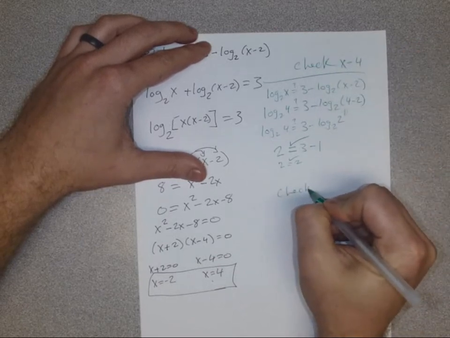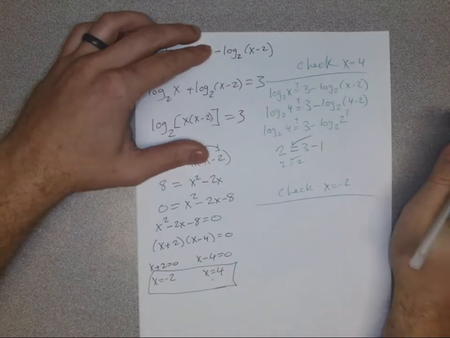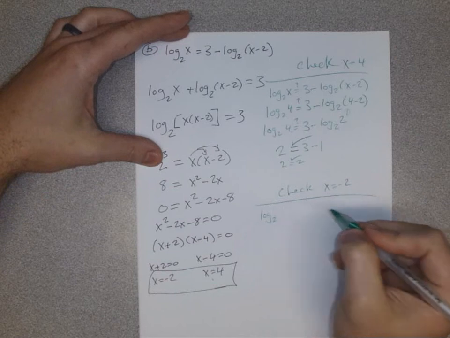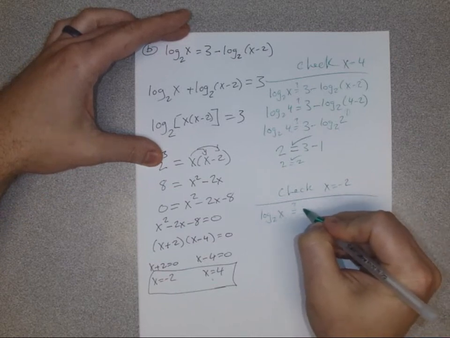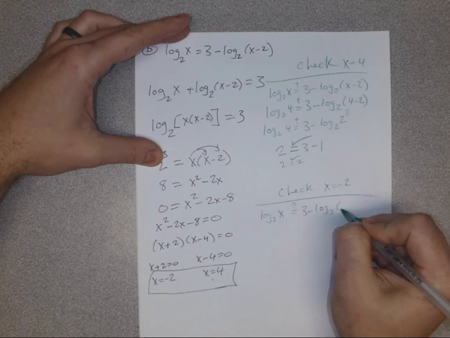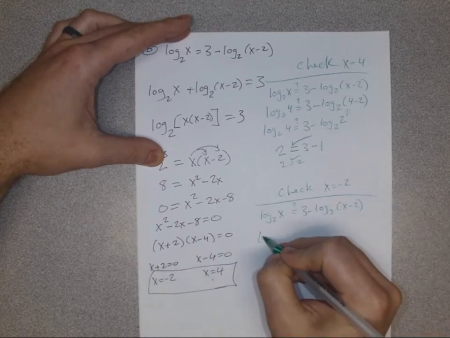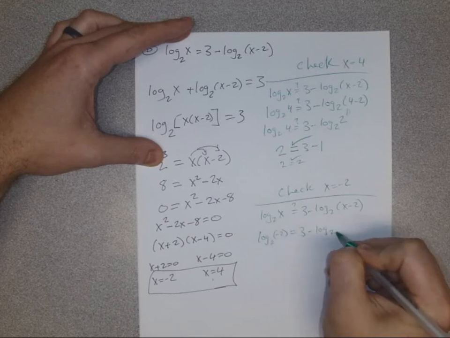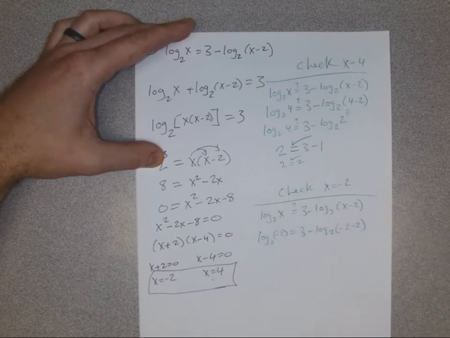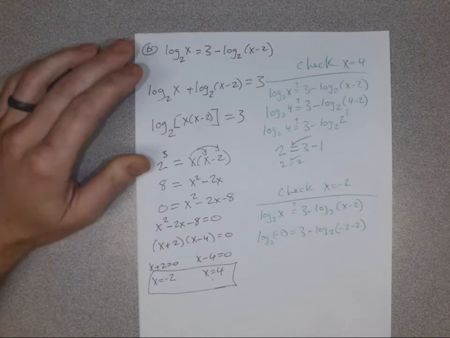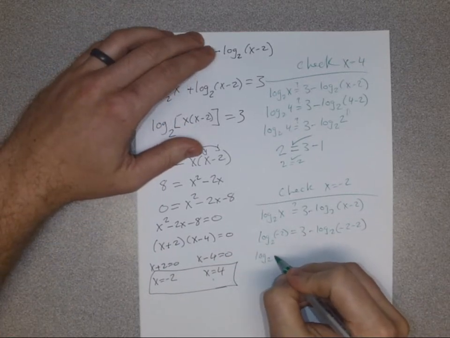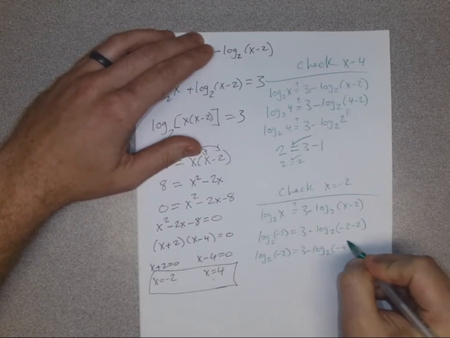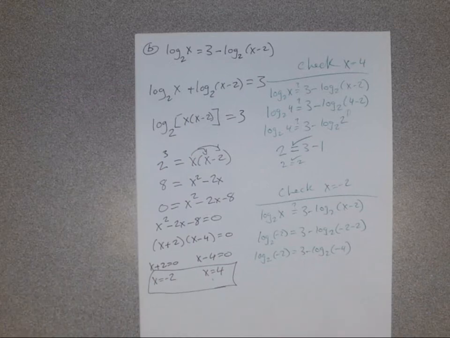Now we need to check x equal negative 2. And this one is super simple. And this is how you can tell quickly while you're checking. So I'm just going to rewrite the problem and I want to know if these are equal to each other. Now let's plug in negative 2. Log base 2 of negative 2 is equal to 3 minus log base 2 of negative 2 minus negative 2. Alright, and I can keep simplifying here, but we could have told the answer already by now. So this is where we stop.